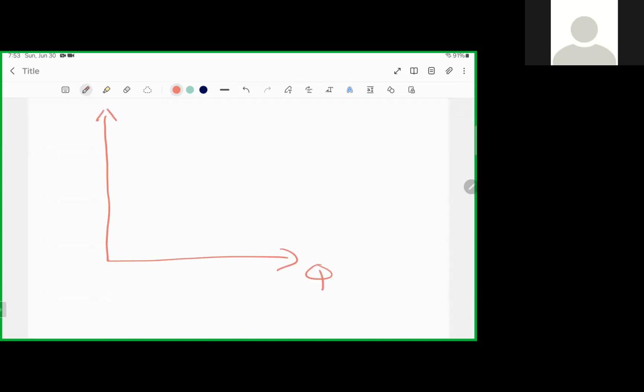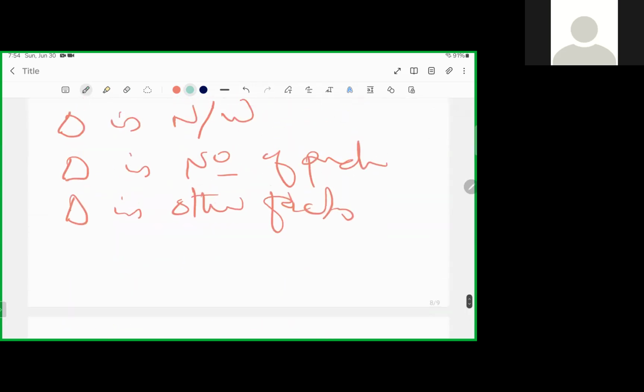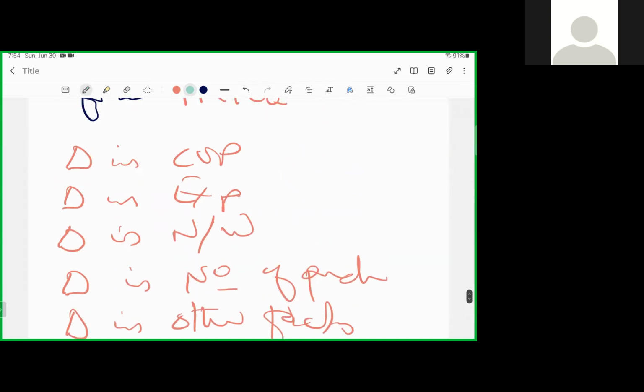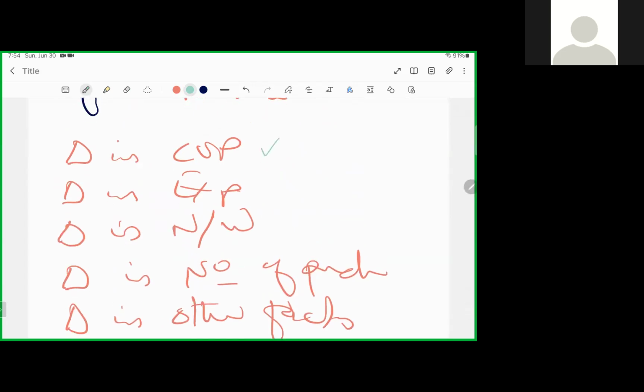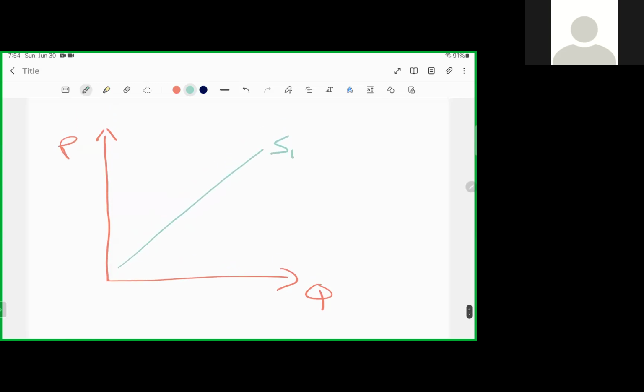This is quantity, and this is price. Now, this is the supply curve that we know. When there is a change in price, there would be movement on this same supply curve, let's say S1. But when there is a change in, say, the cost of production, in this particular case, we will have a new supply curve, okay?